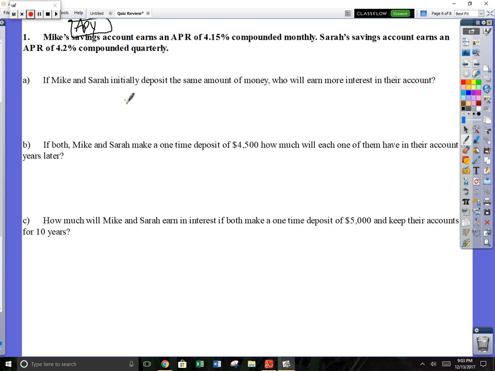Alright, so here we go. Who's earning more interest? So let's find the APY. So you look through your notes, you find the formula for APY. APY is, and you don't have to have these memorized, you got them all on your note card. APY is 1 plus R over N raised to the N minus 1. Okay, here we go. So let's do Mike's.